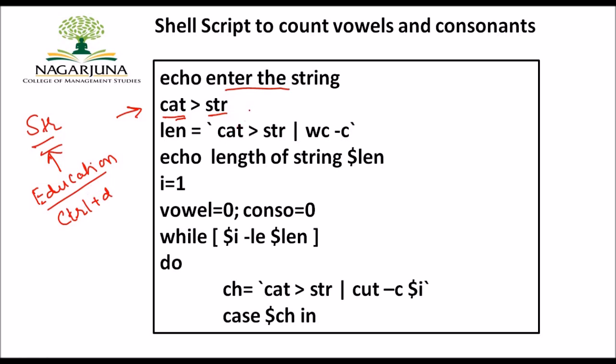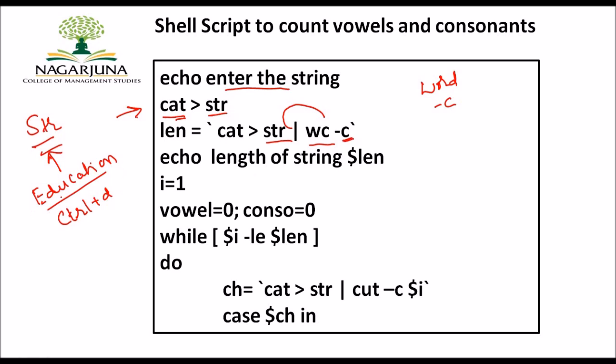Now the second part of what we are going to do is read or display the contents present in the file called str, and pipeline it. This symbol is your pipe. That means the output of one command is given as input to another command. So the contents of the file called str are given to another command called wc for word count. So it is going to count the number of characters. -c counts based on the number of characters.